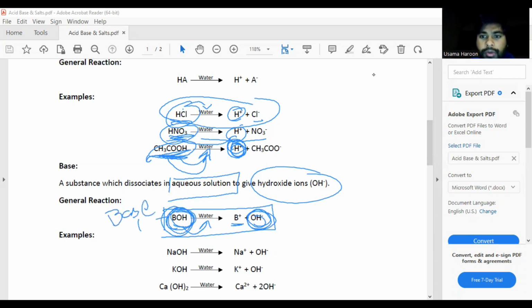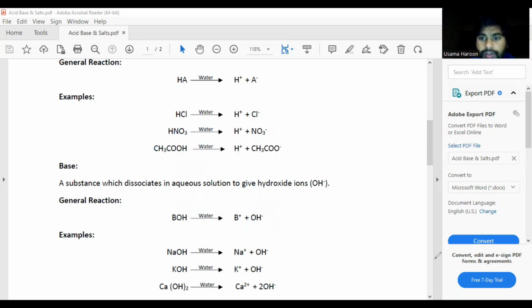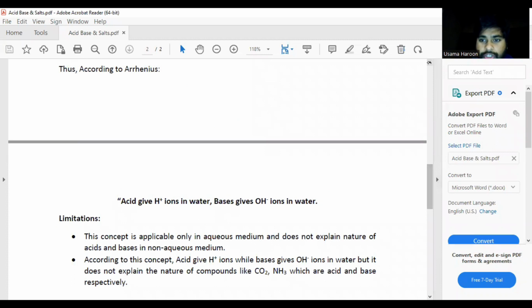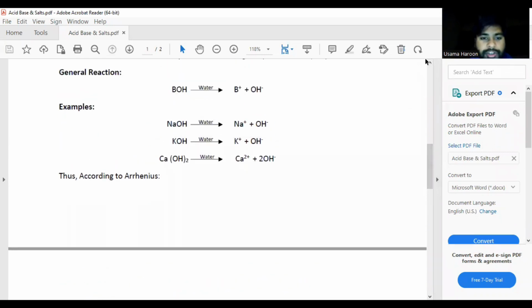Let's talk about some examples of the bases which are discussed in your book. The first one is NaOH. As you can see, I have dissociated NaOH into water, and it gives us Na+ ions and OH− ions. Now these OH− ions represent that NaOH is a base. KOH, again, you can see that upon dissociation gives us OH−. That is why it is a base. And the last one, calcium hydroxide, gives us 2 hydroxyl ions upon dissociation, so it is also a base.